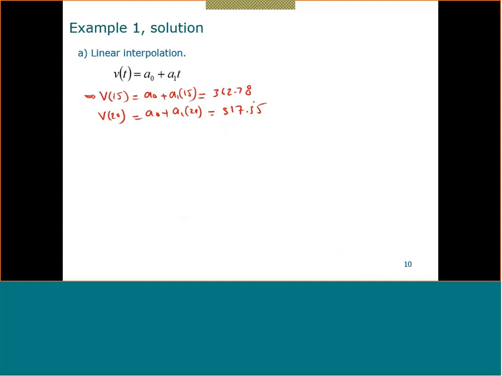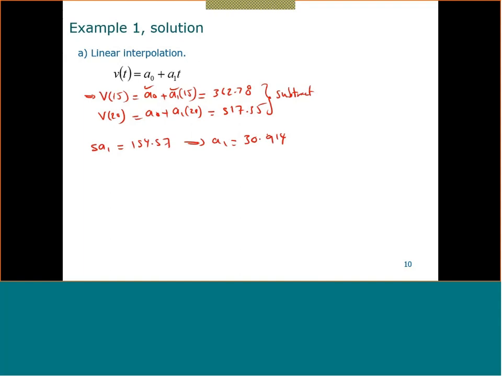Once I know a0 and a1, I will come here and substitute. So it is a simple problem here. I will subtract these 2. When I subtract, you will have 5 a1 equal to 154.57. So your a1 is as simple as 30.914. So this is your a1.